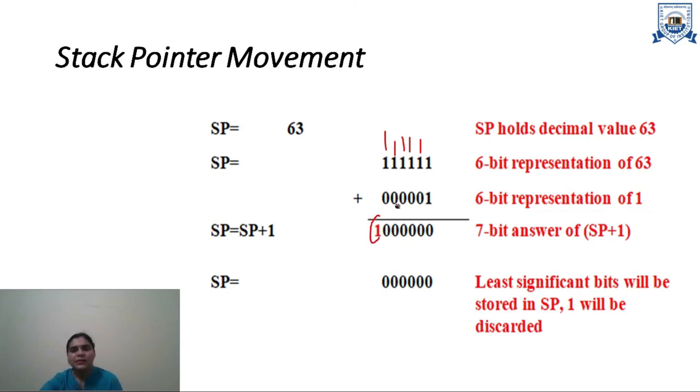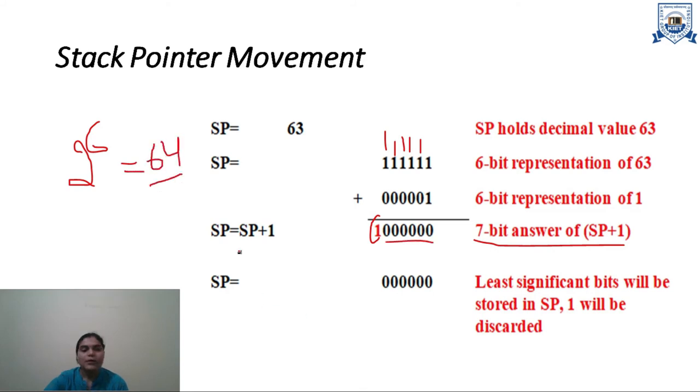And this result will be a 7-bit answer. So the stack pointer can store only 6 bits because 6 bits are used to represent 64 values. 2 to the power 6 equals 64. So SP can hold only 6 bits, the 1 will be discarded. So SP will hold 0 as an address.